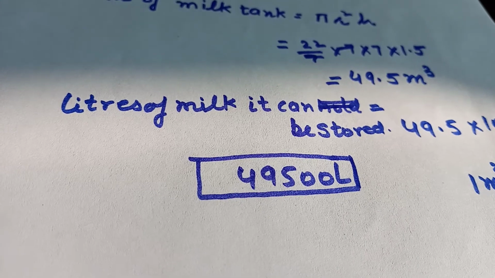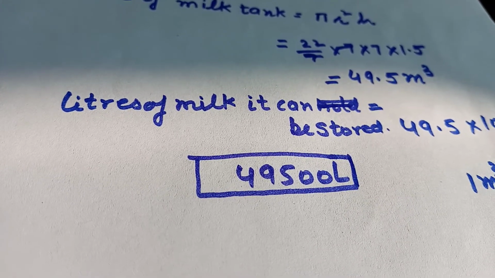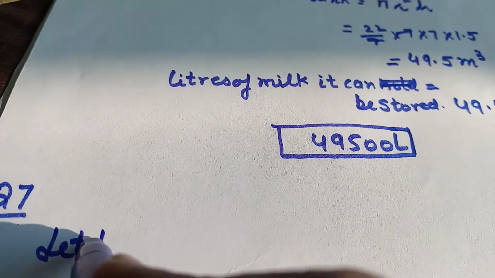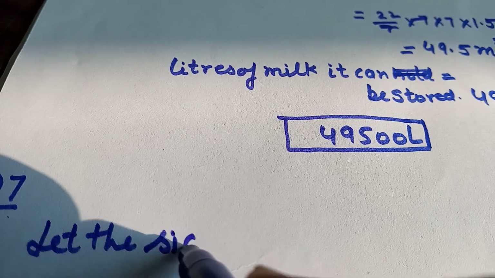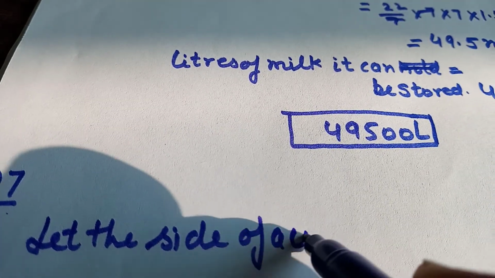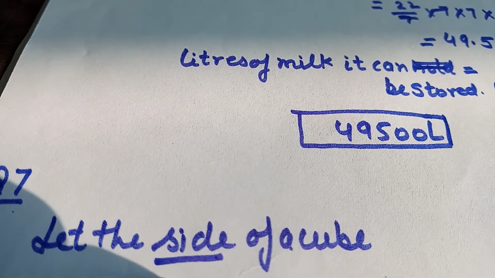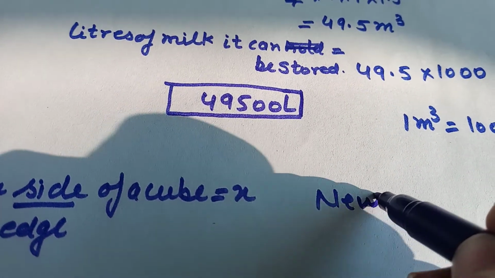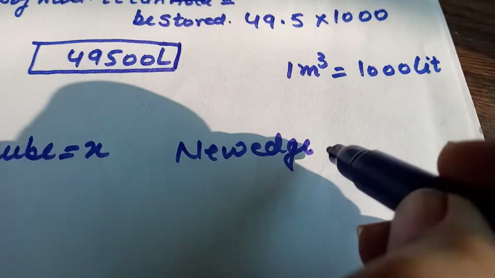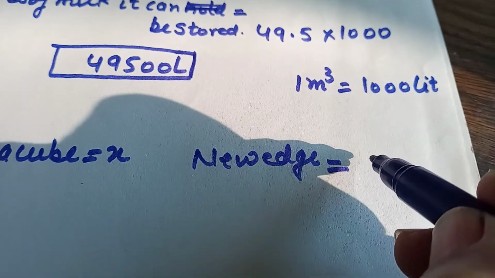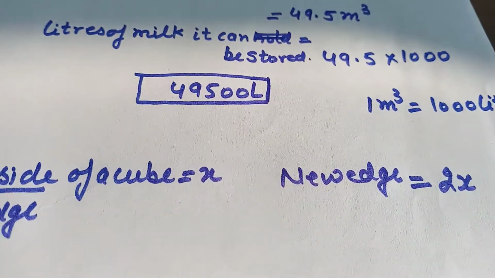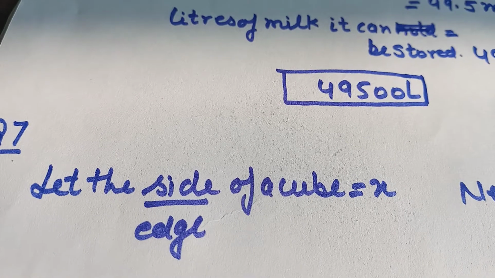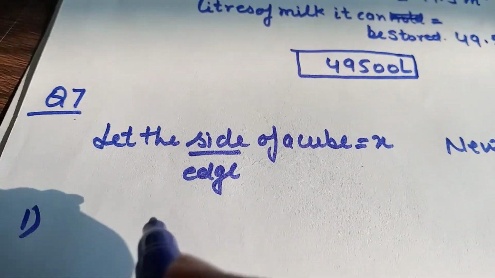Now the question number 7 is, if each edge of a cube be doubled, how many times will its surface area increase and how many times will its volume increase? So we'll assume, let the side of a cube, you can write side here or edge here. Now new edge, when it is increased, doubled, in this case, now first case is how many times will its surface area increase. We'll find out the surface area.